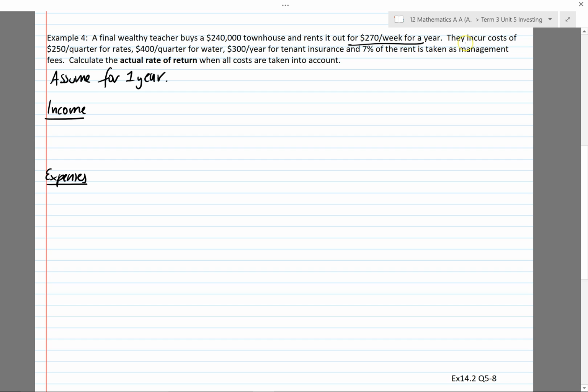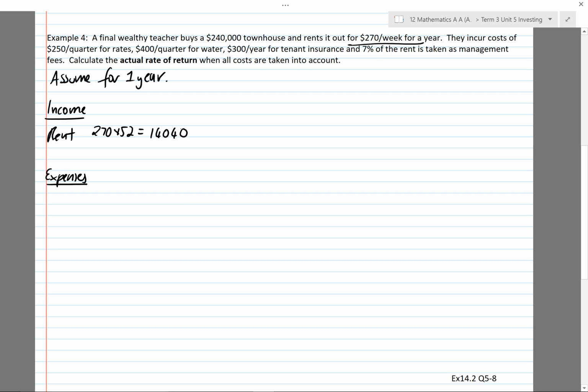Sounds good. Incur costs of, okay, rates, that's bad. Water, that's bad. Tenant insurance, that's bad. And management fees, that's bad. So the only income I get is the rent, which is $270 a week for a year to give me my 14,040.